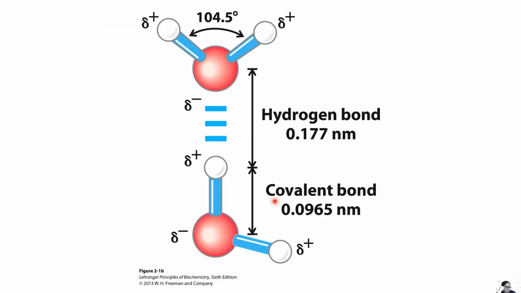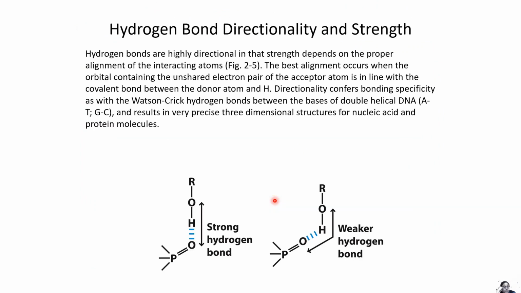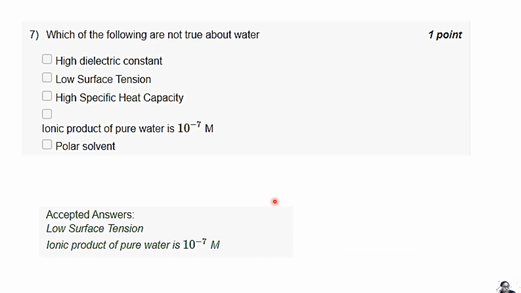So let's go back to the question that we started with. Which of the following are true about water? Has a high dielectric constant? True. Low surface tension? False. High specific heat capacity? True. Ionic product of water is 10 to the power minus 7 molar? False, because it is 10 to the power minus 14. Polar solvent? True. So these two statements are false, whereas the other statements are true.